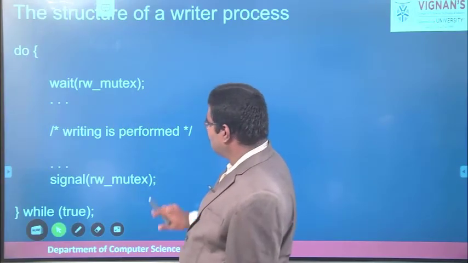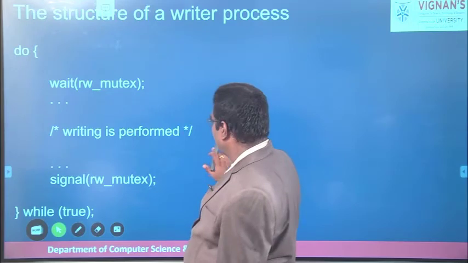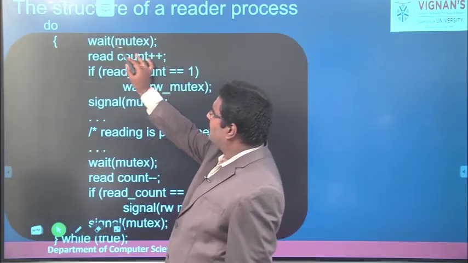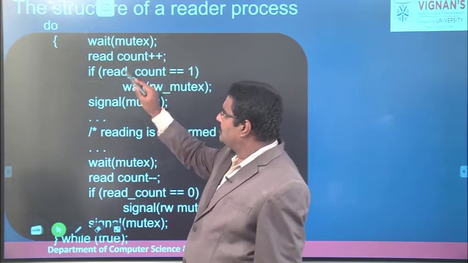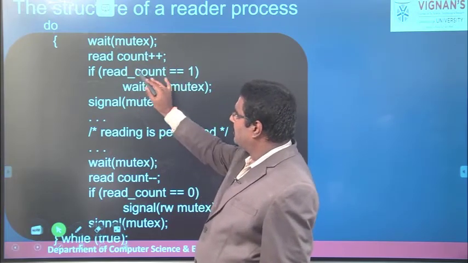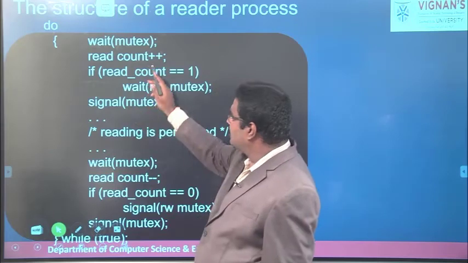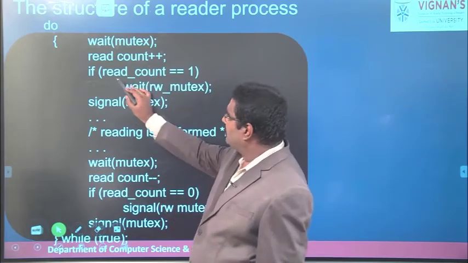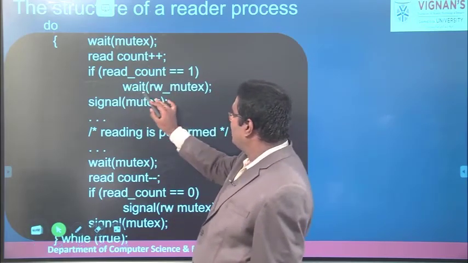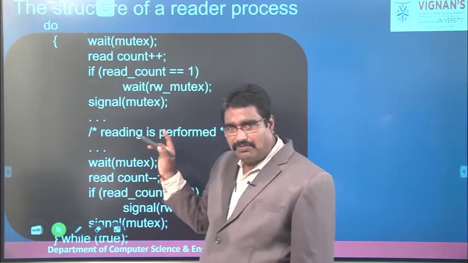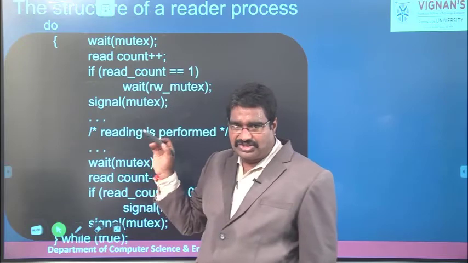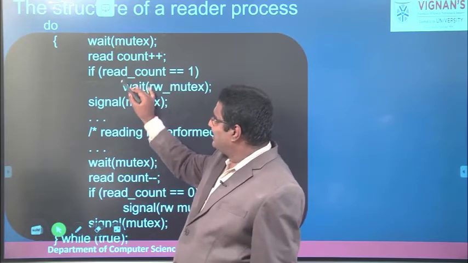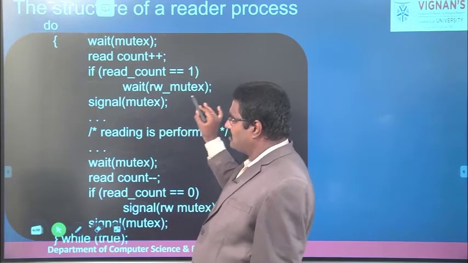The first operation performed by the reader process is that it simply calls wait mutex. The mutex value is already 1, so it is set to 0 and the read count is increased by 1. So the read count, initially 0, is set to 1. If read count is equal to 1, wait RW mutex. Already W1 is performing the write operation, so the RW mutex value is 0. For that reason, this reader process does not come out of the wait function.